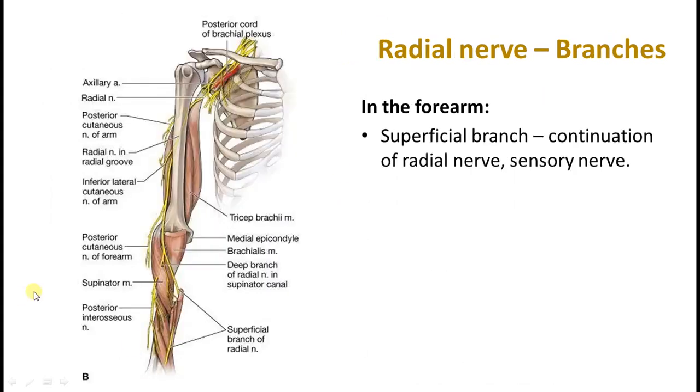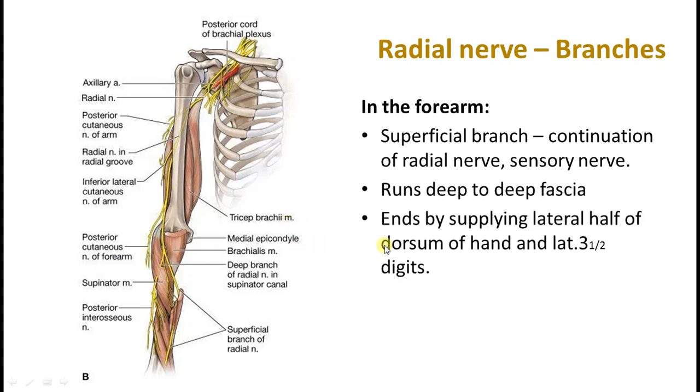In the forearm, the superficial branch you are able to see here, and that is the deep branch. Before that, it gives the posterior cutaneous nerve of forearm in the lower part of arm itself. The superficial branch is a completely sensory nerve. It is present immediately deep to the deep fascia and ends by supplying the lateral 3.5 digits except the nail bed. The nail bed region of the lateral 3.5 digits is actually supplied by the median nerve.